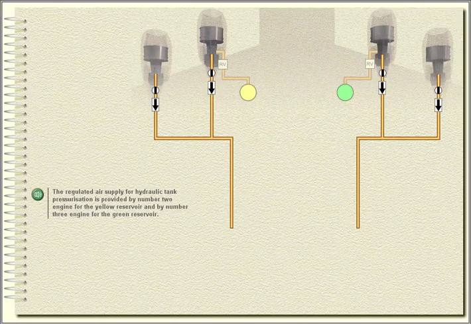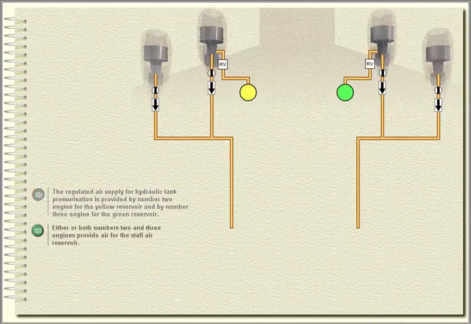Blowout panels are fitted in the pylon to relieve excess pressure caused by duct failure or relief valve operation. The regulated air supply for hydraulic tank pressurization is provided by number 2 engine for the yellow reservoir and by number 3 engine for the green reservoir. Either or both numbers 2 and 3 engines provide air for the stall air reservoir.